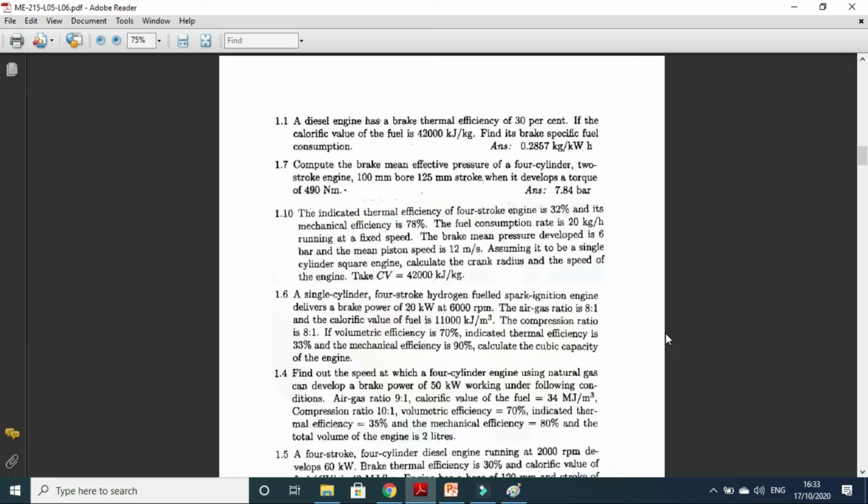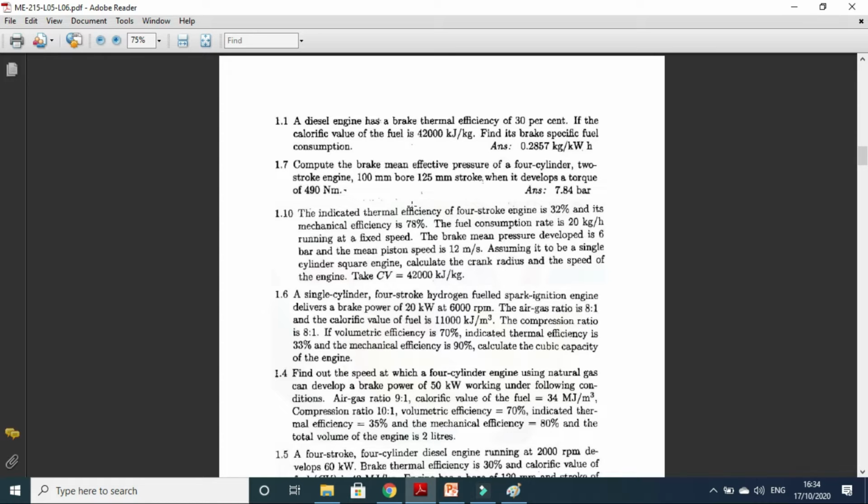Now let's first solve 1-1. 1-1 is the unsolved numerical given at the end of chapter number 1 of book B. Kennison. A diesel engine has a brake thermal efficiency of 30%. If the calorific value of the fuel is 42,000 kilojoule per kilogram, find its brake specific fuel consumption. So it's a very simple numerical.